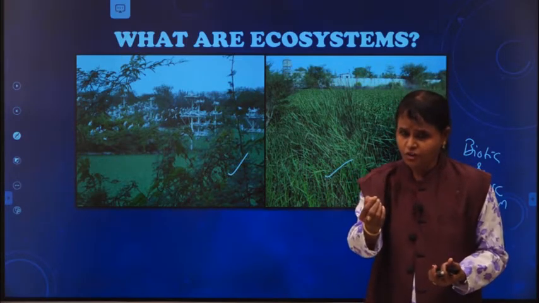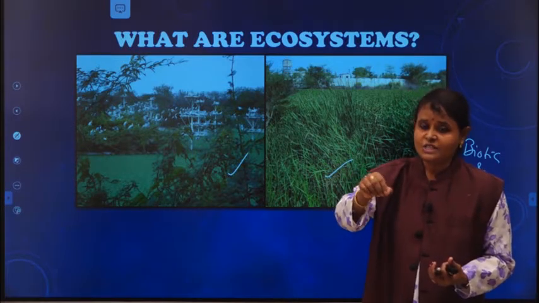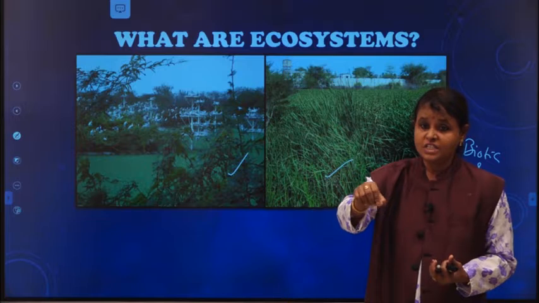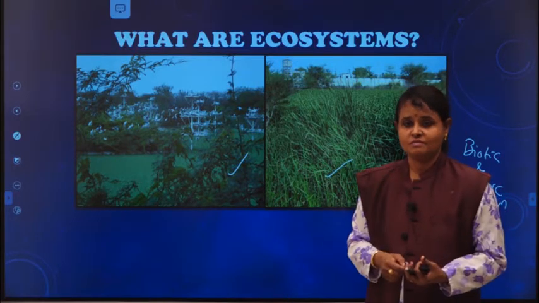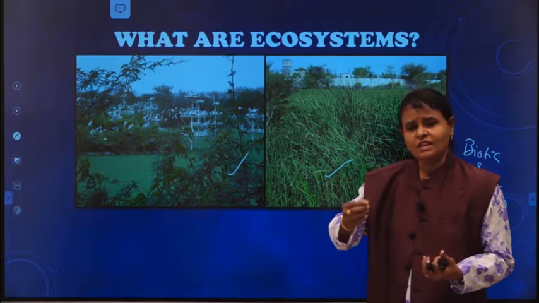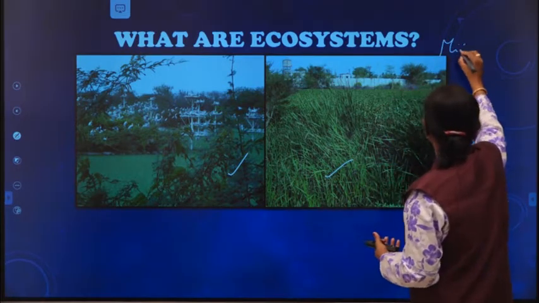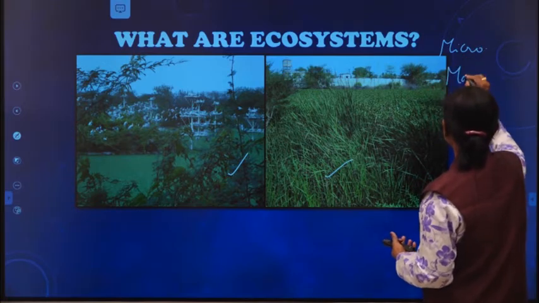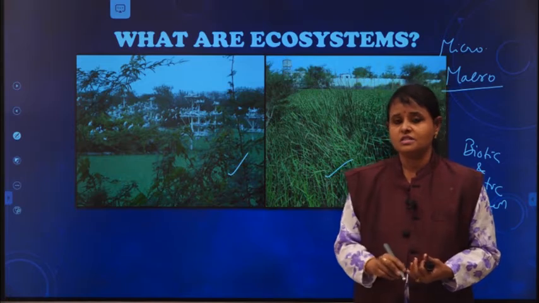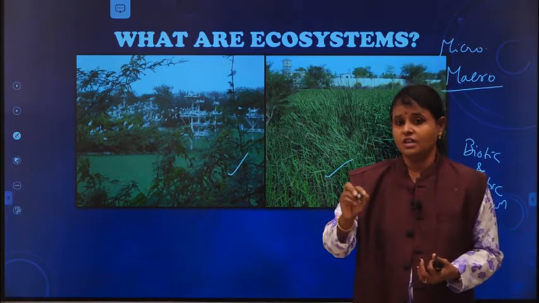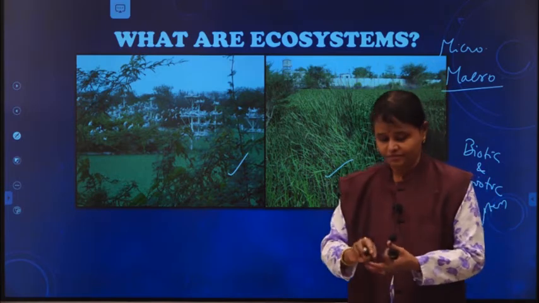If you take a few drops of water, for example, they consist of microorganisms which cannot be seen. If they have an interaction with the surroundings, it is also an ecosystem. An ecosystem may be very small, that is a microecosystem. If it is very large, it is called a macroecosystem. You can give examples, forest and ocean ecosystem. These are examples of macroecosystem. Clear?